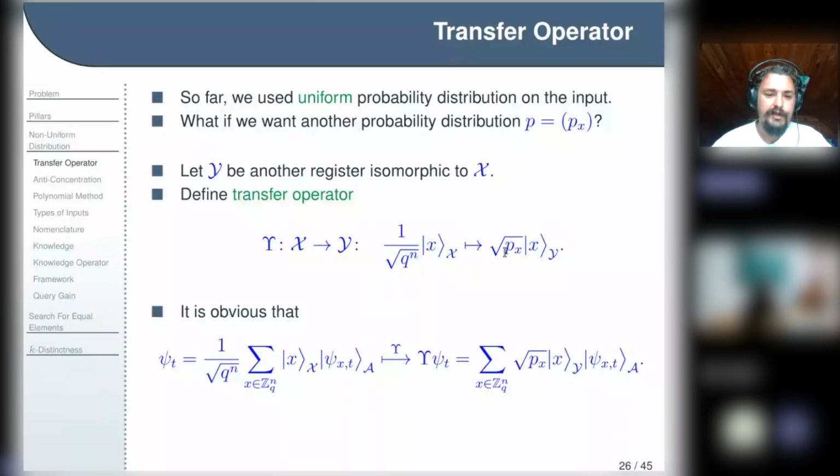Okay, and so it's obvious if you take psi t, which is the uniform state of the algorithm, and you apply this upsilon. So this letter is upsilon, if you're wondering. So upsilon psi t goes to again the combination of the states of the algorithm psi xt, but with the probabilities given by the square root of px. Okay, so the transfer operator, this upsilon, is a linear operator, but it is not unitary. Okay, but we don't care. Yes, it looks too simple to work, but it turns out it works.